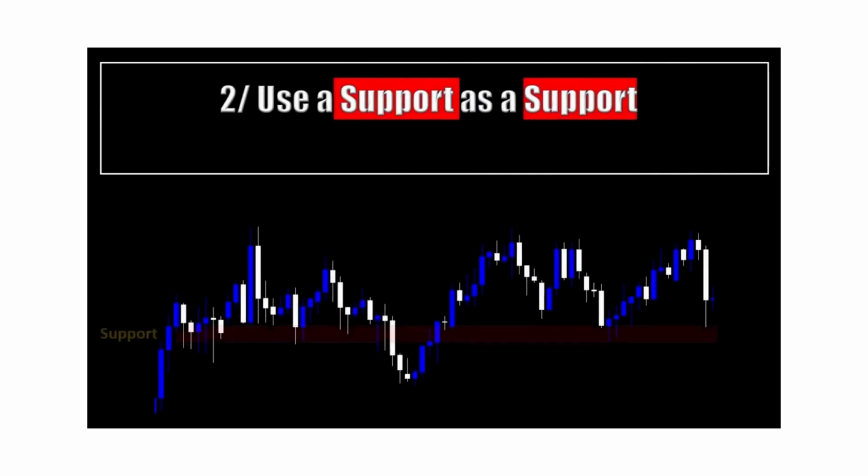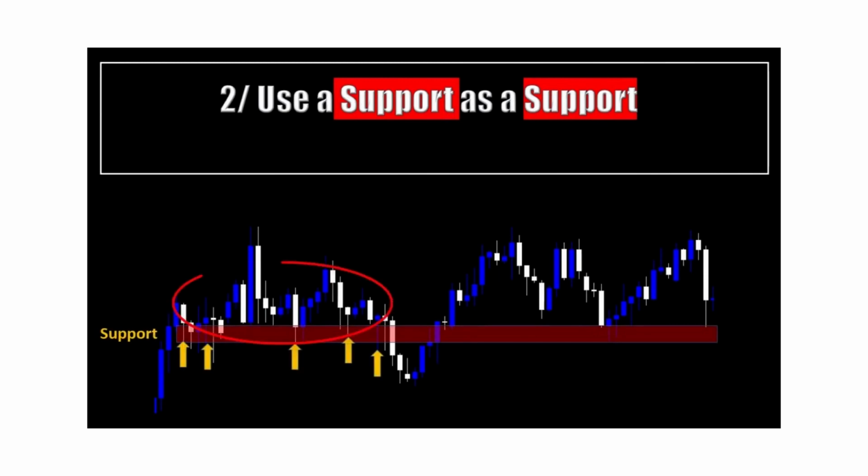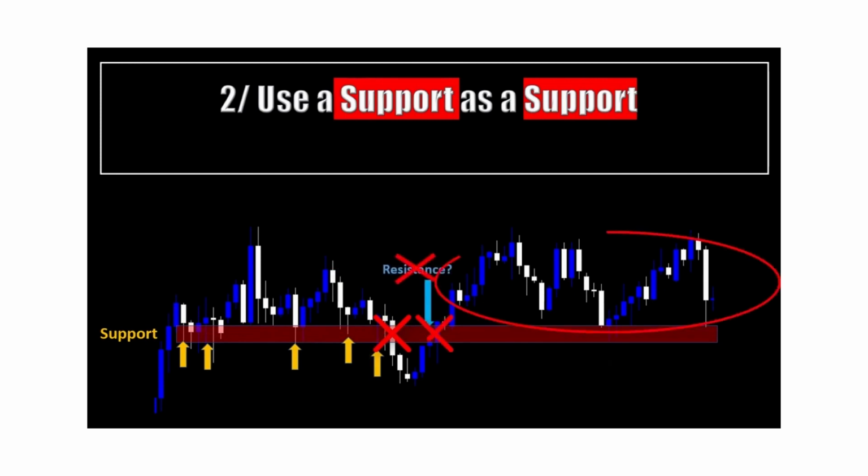Second, use a support as a support. Here is the support line. We can see 5 rejections when price is above the level and bounces from it. Once price broke below and came back to this level, did it act as a resistance? No, it didn't. But once again, price broke above the level and it reacted 2 more times as a support.